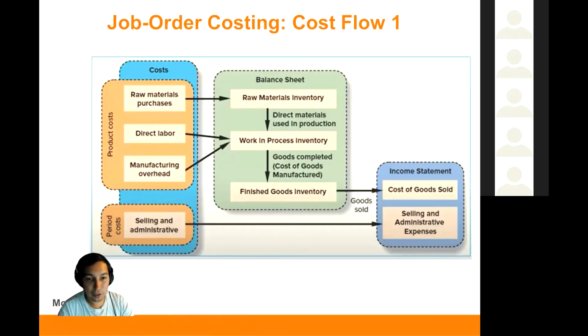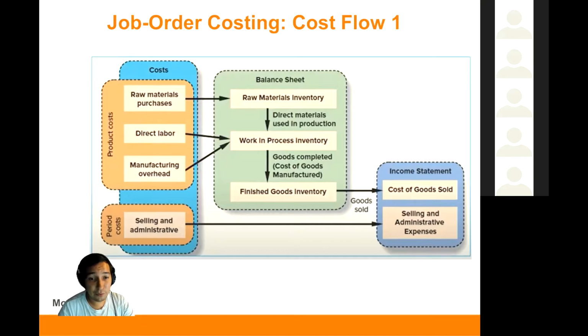So overview, we've got our product cost and the raw materials right in here at the beginning, direct labor and MO. And then we have our period cost. Remember also period costs? So raw materials, direct labor, MO, and period cost. So our raw materials start as raw materials inventory on the balance sheet, and they get requisitioned into a particular job. How? With the job order sheet.